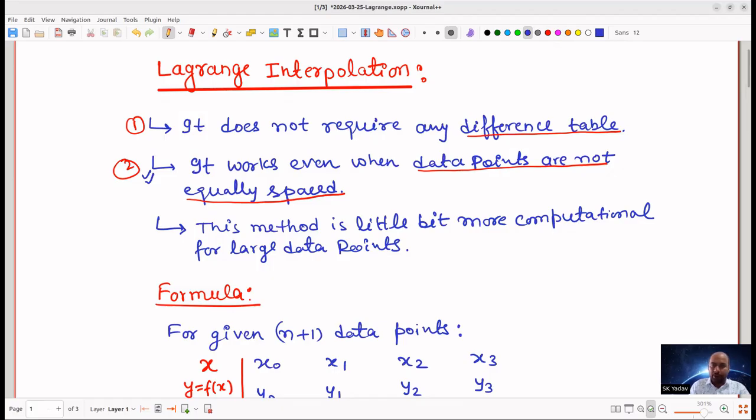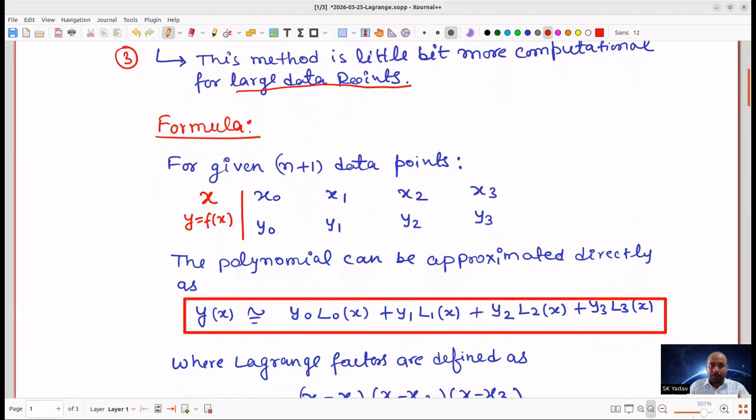And the third point is also very important. Lagrange interpolation is a little bit more computational for large numbers of data points. If I have 5 or 6 data points given at unequal gaps, then we will apply Lagrange, but it will be complicated, as it directly generates the polynomial. So let us see what the formula is.